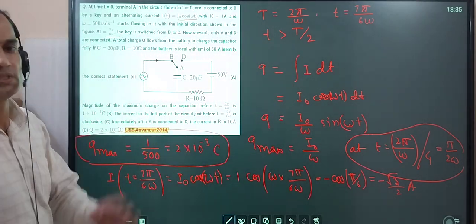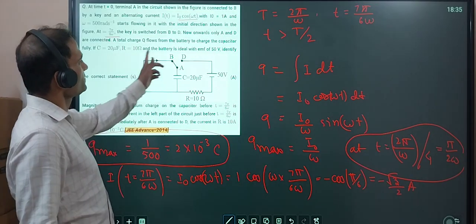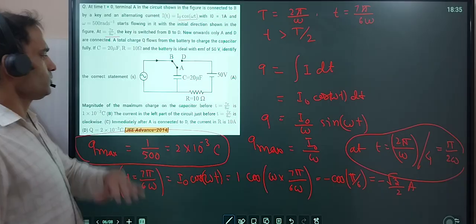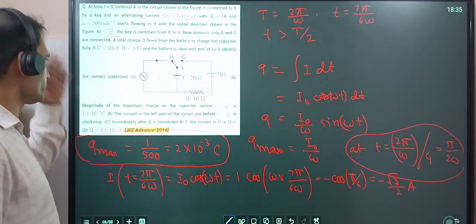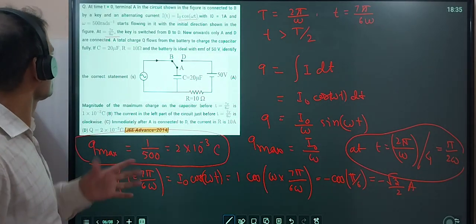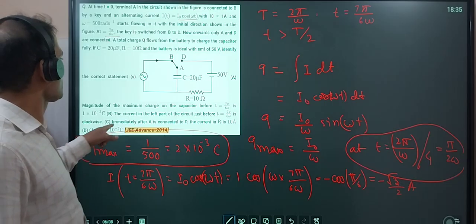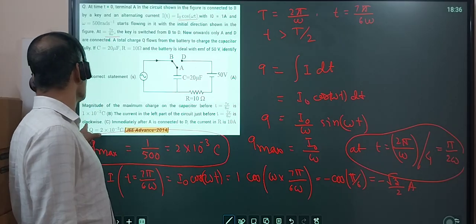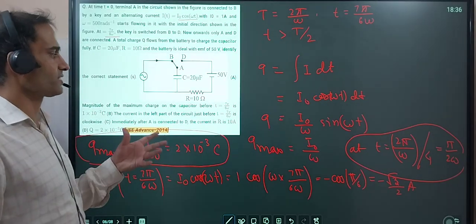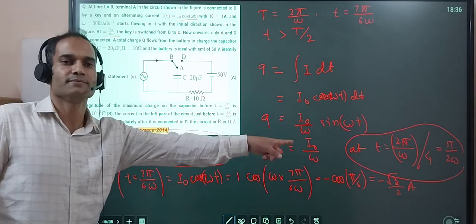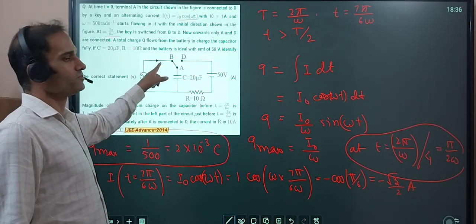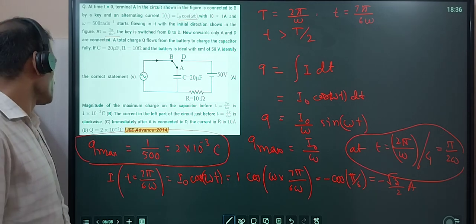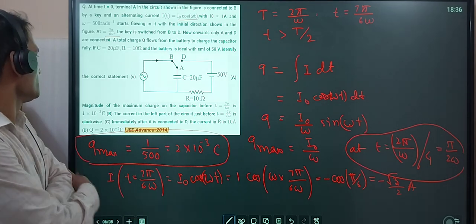Now the sign of this current is negative. Positive current is clockwise, so negative current will be anti-clockwise. We don't have to find the magnitude, forget about the magnitude. So current in the left part of the circle just before this is clockwise. That is not correct. We are getting a negative sign, that means opposite of this, which is anti-clockwise. So this is also not correct.